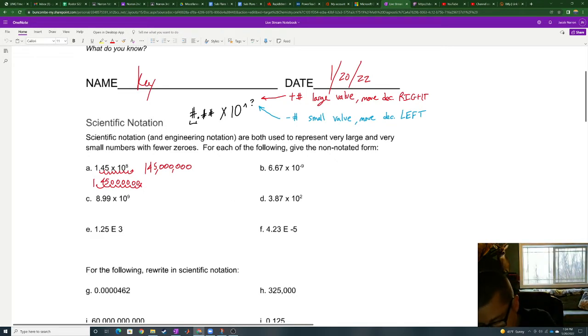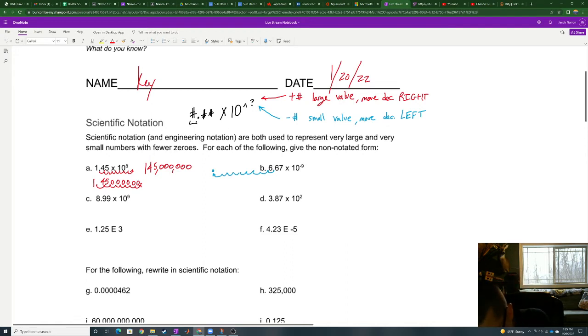Let's look at B now. We already said this is a small number. We know that because it has a negative exponent. So as I go in, I'm going to move the decimal to the left. Small value, you move the decimal to the left. But I'm going to move it 9 places, because it's times 10 to the negative 9th: 1, 2, 3, 4, 5, 6, 7, 8, 9. So the decimal is going to be over here somewhere.